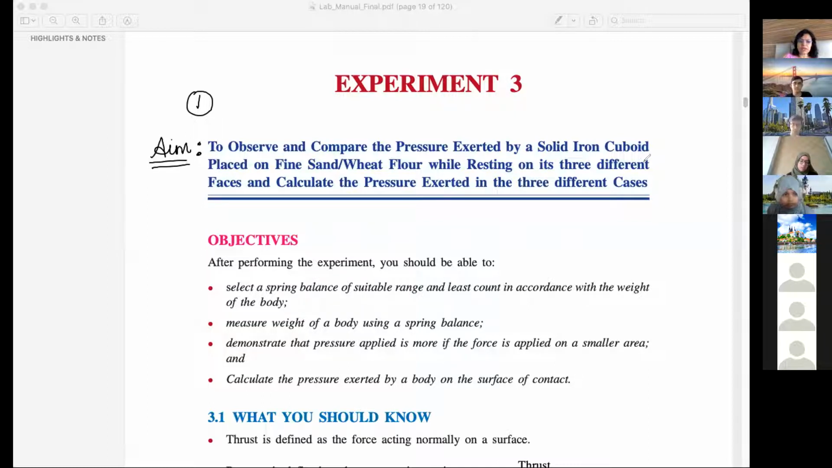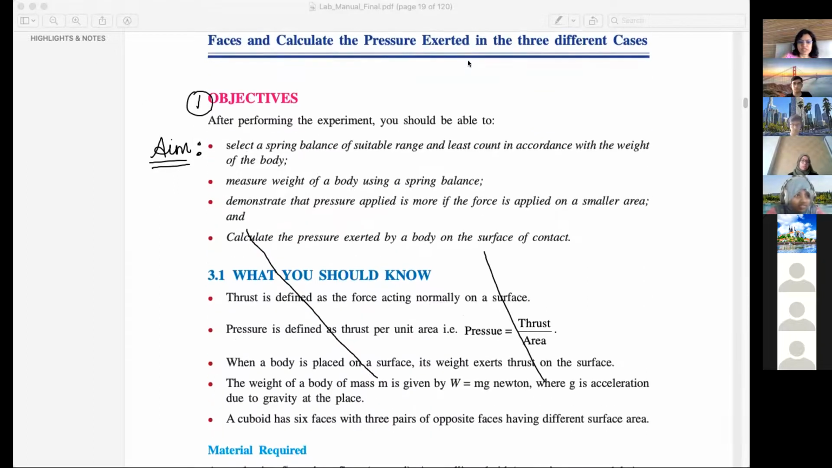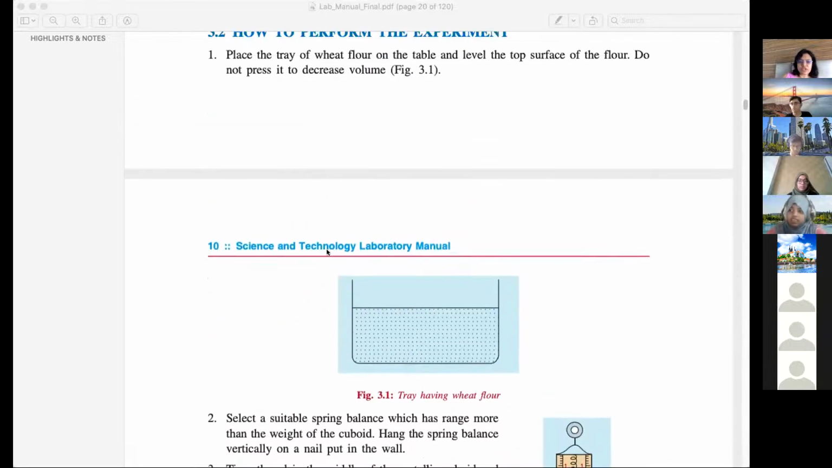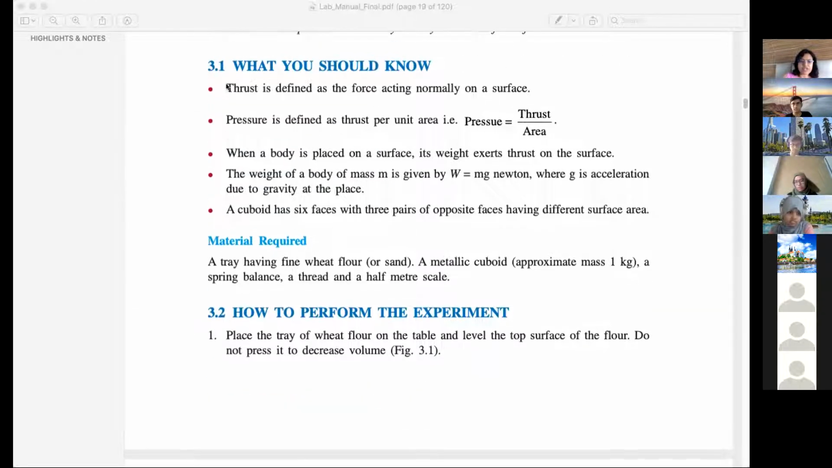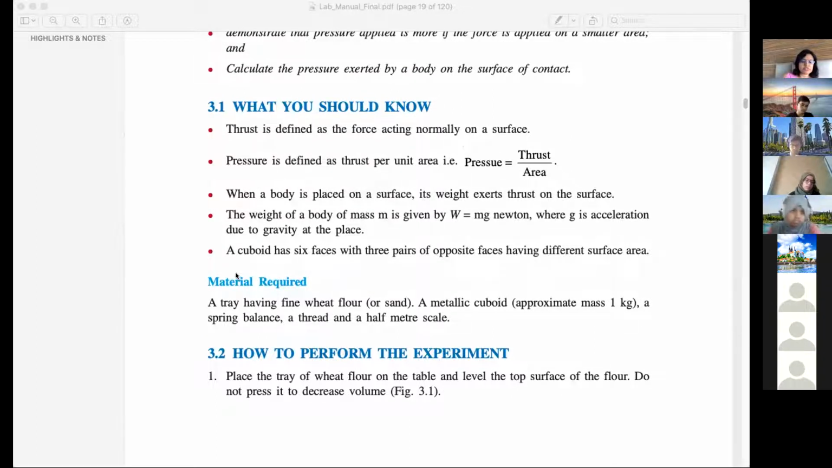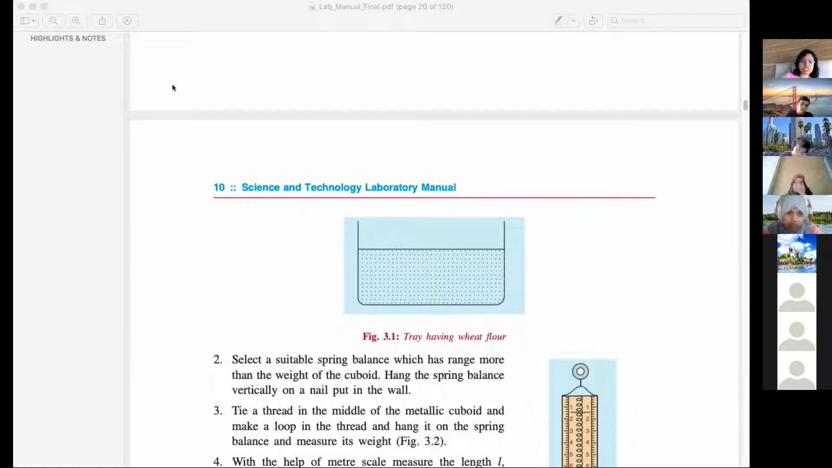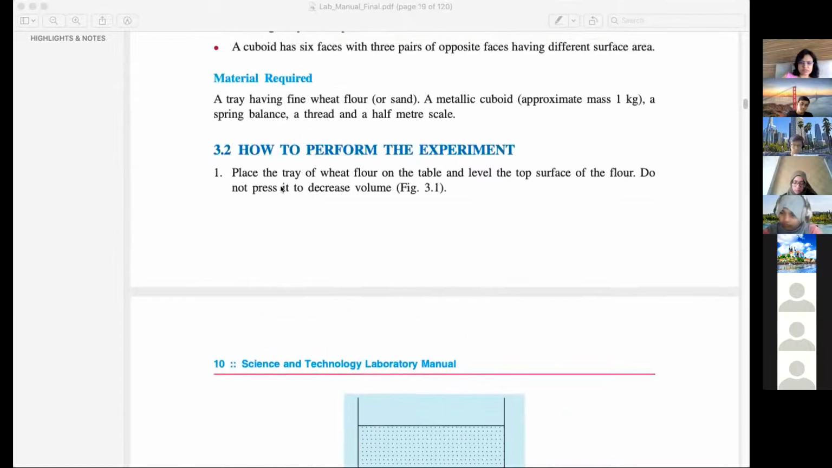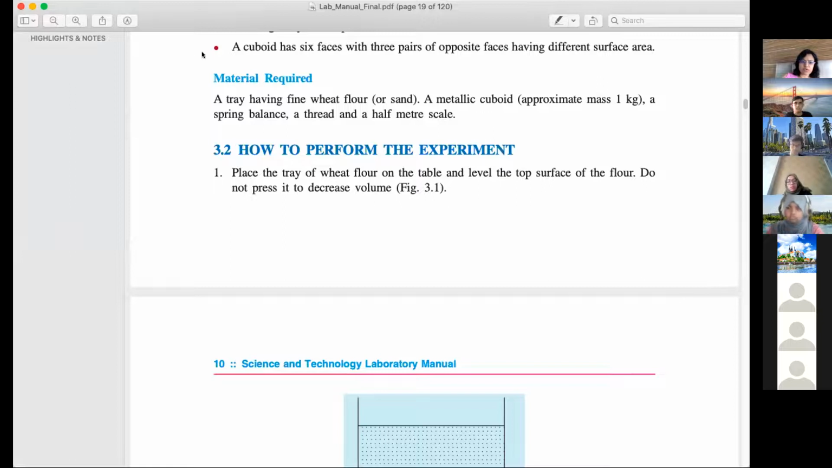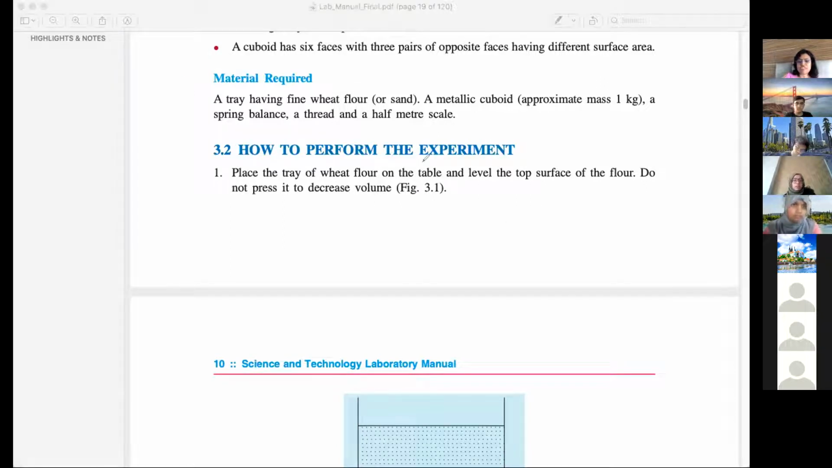Okay, it was written in black pen, this one is in blue pen. Don't write this. When you're writing the aim, no need to write the objectives. Next, what should I know? Also don't write. After the aim, you have to write material required. Then you have to write procedure. This is actually the procedure. How to perform the experiment, don't write like that. First we write aim, then material required, then it is called procedure.